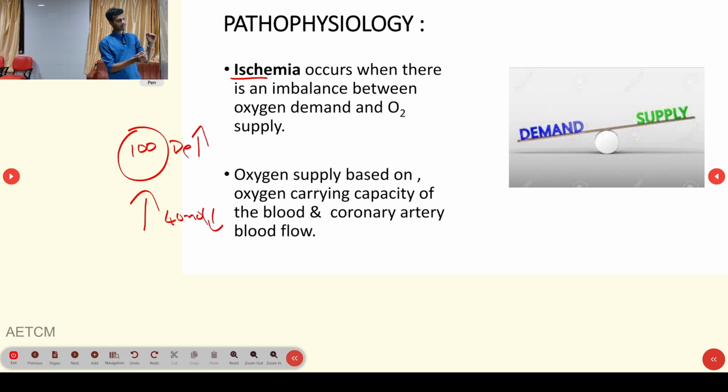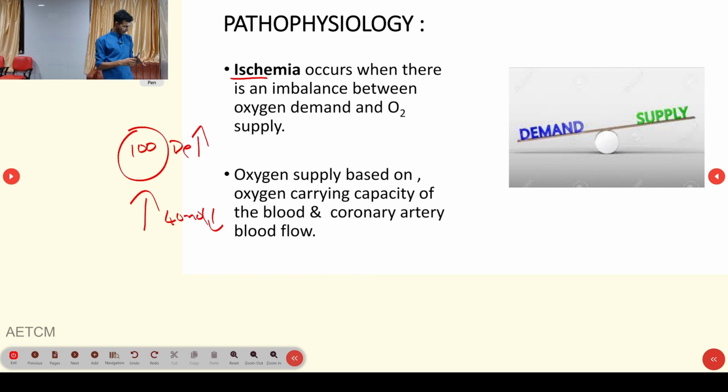And then the second concept: for a proper oxygen supply, two major things are needed. First, the oxygen carrying capacity of the blood. Second, the coronary artery blood flow. You can remember it like an online delivery. If you want to deliver something to some other area, you need a proper vehicle, and not only the proper vehicle, you also need a proper pathway.